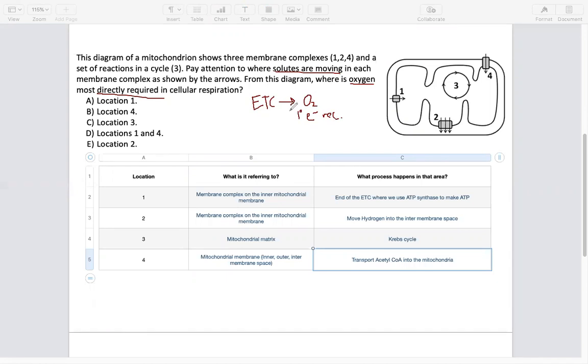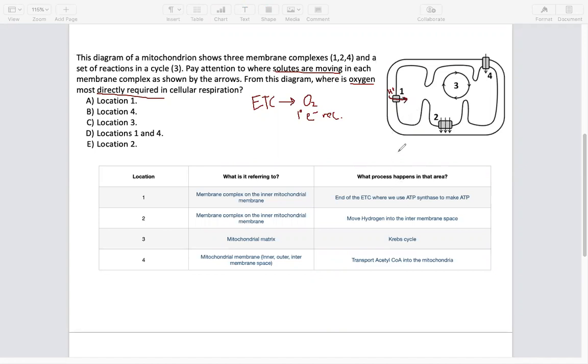So we know the electron transport chain doesn't really deal with location 4, right? Again, we said this is for transferring acetyl-CoA. It also doesn't deal with the mitochondrial matrix so much. So now we're zoning in on locations 1 and 2. Location 1, this is where we said we pump hydrogen ions, right, that were in the intermembrane space. We're pumping them back into the mitochondrial matrix, okay?